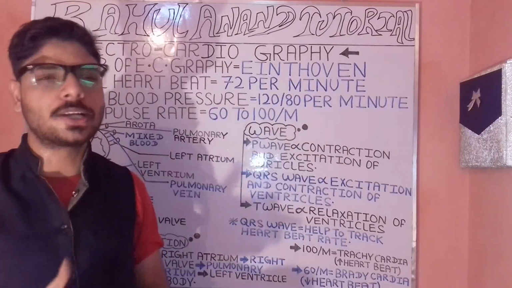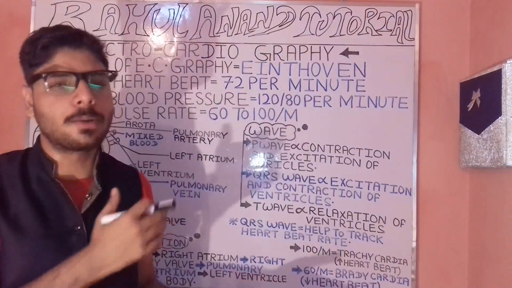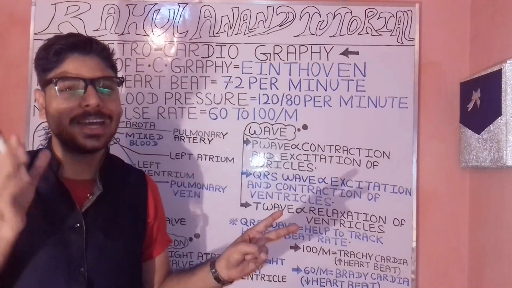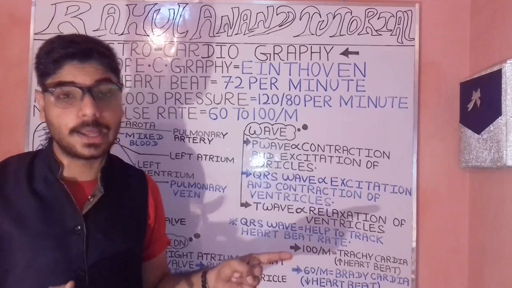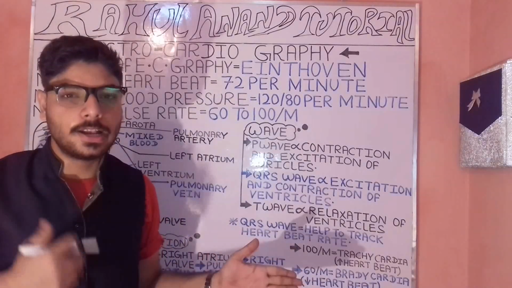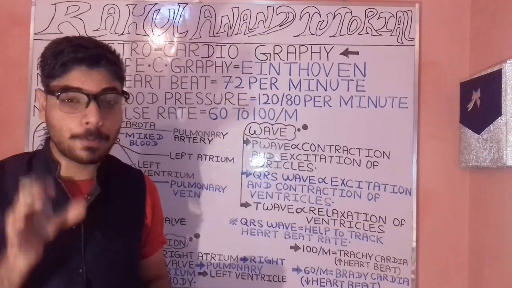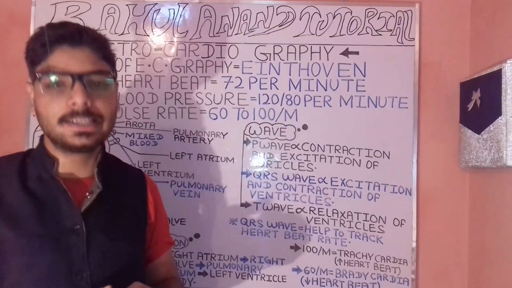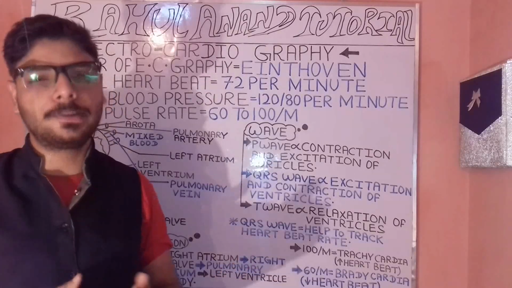Now let's talk about the different types of waves present in the ECG, the electrocardiogram. You are having the P wave, then the QRS wave, then the T wave. Now let's understand these. What does the P wave represent? The P wave is directly proportional to, and controls, the excitation and contraction of the auricles.